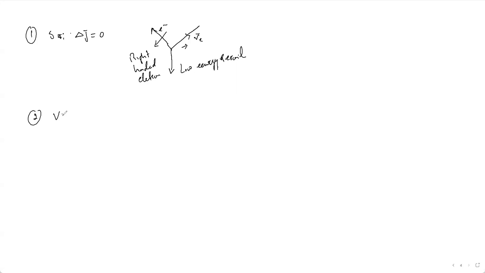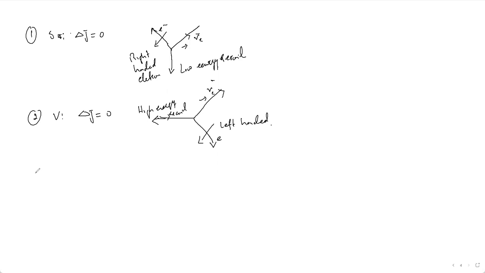Now for the scalar, after that we have the vector, where delta J is again 0, and the angular correlation between the electron and the recoil nucleus is like this. This is your electron here, and this is your electron neutrino. It goes like this. We call this a high energy recoil. The arrow is like this, high energy recoil. So this is what we call a left-handed electron.